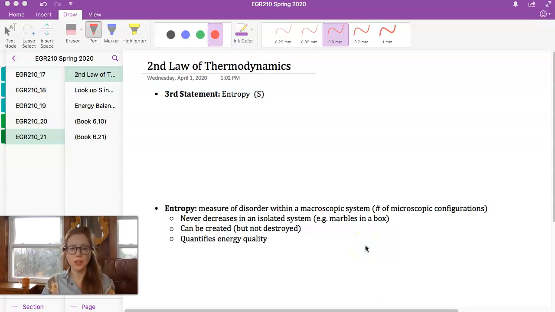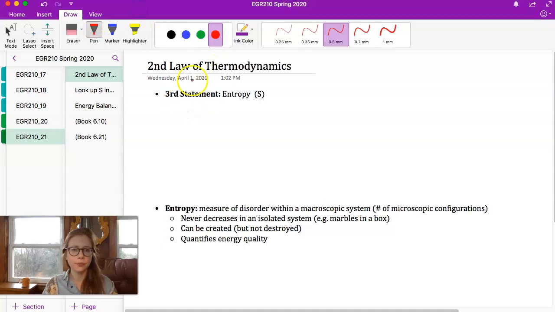In this lecture, we're going to start by looking at the third statement of the second law of thermodynamics, which starts to look more deeply at entropy, and today we're going to be defining entropy as a property, and we use the variable S to stand in for entropy in thermodynamics. So now, begin looking at the third statement.